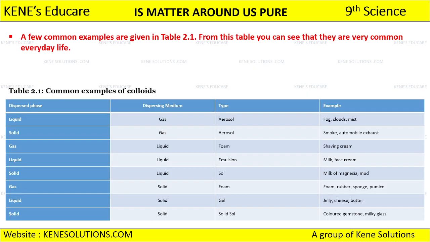So here we studied different examples of colloidal solutions, right? Where the dispersed phase can be solid, liquid or gas, and the dispersing medium again includes solid, liquid and gas. If it's a gas, it is mostly an aerosol. Liquid will be emulsion, solution or foam, and solids can also be liquid, foam, solution or a gel.